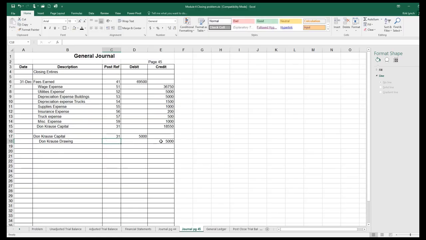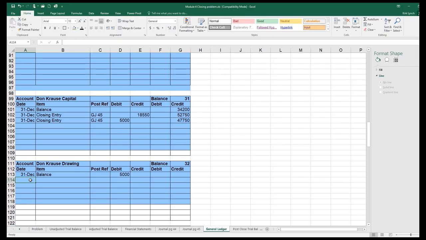And then the last one is to zero out the drawing account. So we find our drawing account, and we're going to credit it for $5,000. So our drawing account is right here on the 31st. This is a closing entry, and it came from our general journal on page 45, and we're going to credit $5,000. You can see the $5,000 balance should be over here, actually not here, so let's correct that, and that'll make our balance 0.